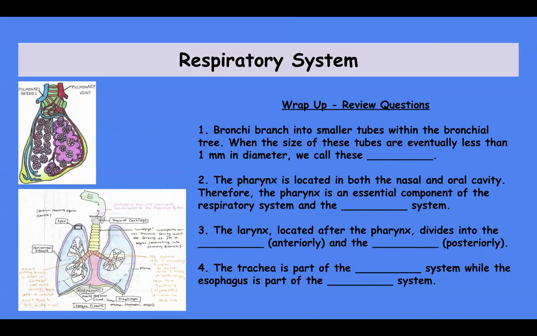All right, number 3. So the larynx, right? The larynx is located after the pharynx. And we talked about that when we did that activity, when we were putting the components of the respiratory system in the correct order. So we have the pharynx, and then it goes into the larynx. After the larynx, it's going to divide into 2 other organs. Anteriorly, it's going to be one organ, and posteriorly, it's going to be a different one. What are those 2 organs?